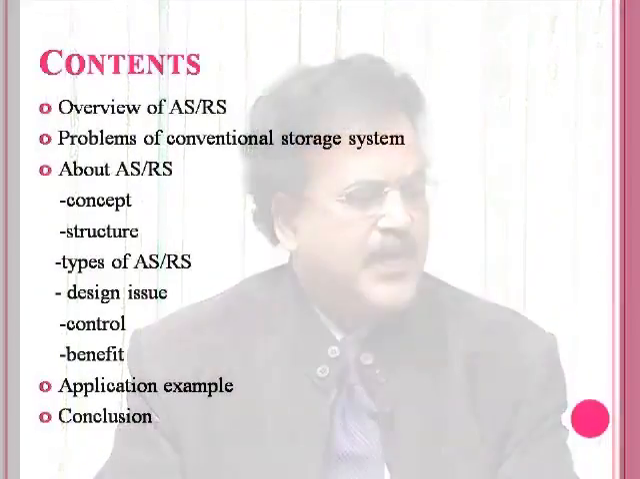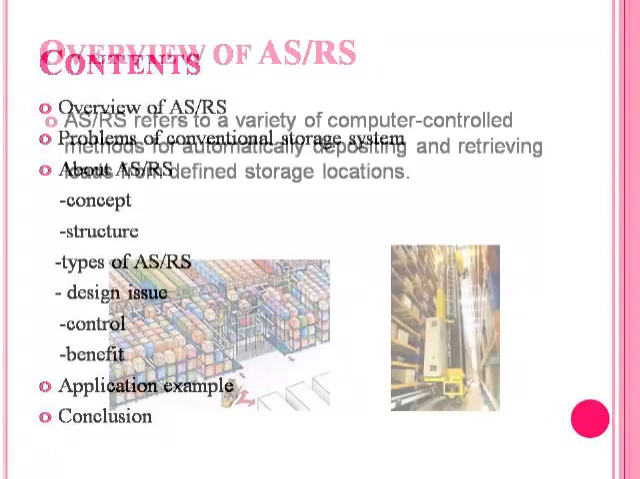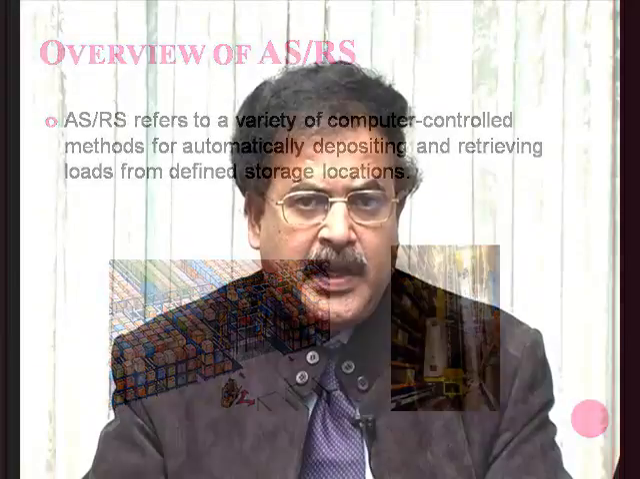The contents of the lecture are as follows: overview of ASRS, problems of conventional storage systems, about ASRS systems, types of ASRS systems, and application examples and conclusions. The overview of automatic storage and retrieval systems: ASRS refers to a variety of computer controlled methods of automatically depositing and retrieving loads from defined storage locations. ASRS are used widely in both manufacturing and distribution operations to hold and buffer the flow of material moving through the process to the ultimate end user. You can see in automated warehouses, ASRS is a well-known system.